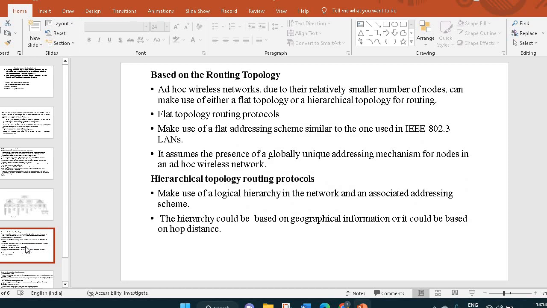Based on the routing topology, ad hoc wireless networks, due to their relatively smaller number of nodes, can make use of either a flat topology or a hierarchical topology for routing. Flat topology routing protocols make use of a flat addressing scheme similar to the one used in IEEE 802.3 LANs. It assumes the presence of a globally unique addressing mechanism for nodes in an ad hoc wireless network. Hierarchical topology routing protocols make use of logical hierarchy in the network and an associated addressing scheme. The hierarchy could be based on geographical information or it could be based on hop distance.